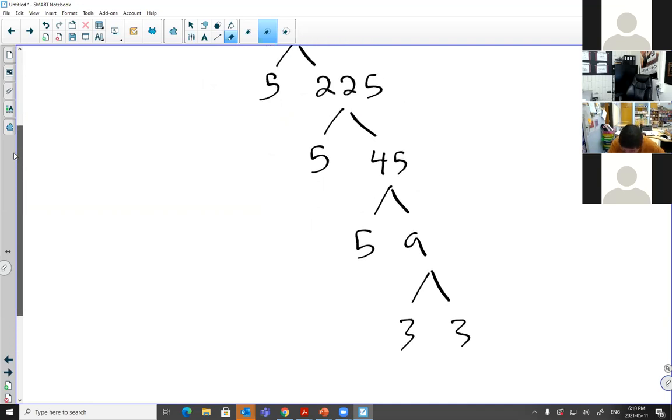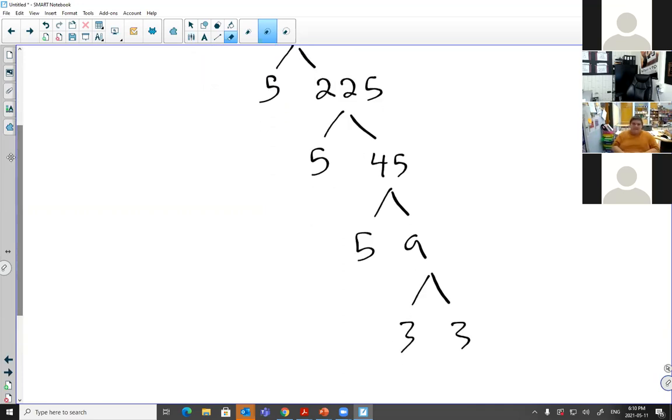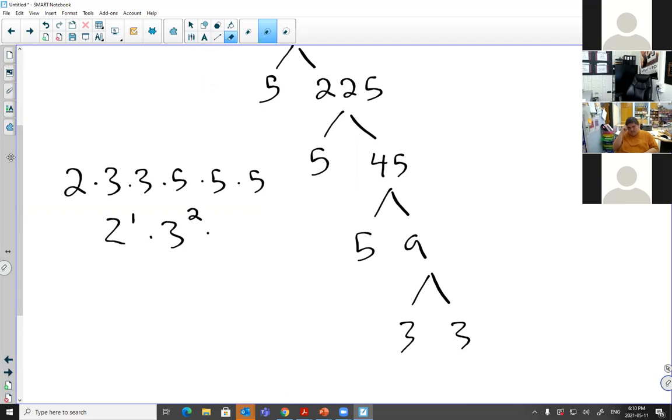3 and 3. So what do we get here? 2 threes, 3 fives, and a 2. So 2 times 3 times 3 times 5 times 5 times 5. Or if we shorten it up, 2 to the 1 times 3 to the 2 times 5 to the 3. I think that's the answer they give us on the sheet, don't they? Yeah. Okay.